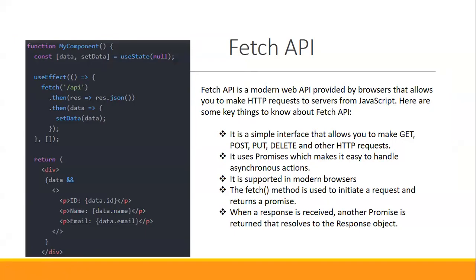So the Fetch API is a modern web API provided by the browsers that allows you to make HTTP requests to a server from JavaScript. Here are some key things to know about the Fetch API. One thing mentioned: the Fetch API is a modern web API provided by the browsers. But now Node.js created its own Fetch API and it got embedded inside Node.js, and all the functionalities have been written by themselves.